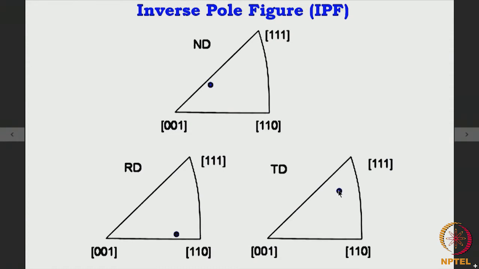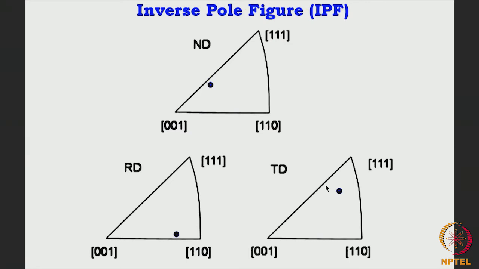So for that particular grain, we can have an idea of its orientation by plotting the normal direction, rolling direction and the transverse direction in three unit triangles in this manner. Now, when you consider a large number of grains in the sheet material, and if we find all the normal directions are clustered together over here, all the rolling directions are clustered together over here, all the transverse direction plots are clustered together over here, we can see that the material is a textured material.